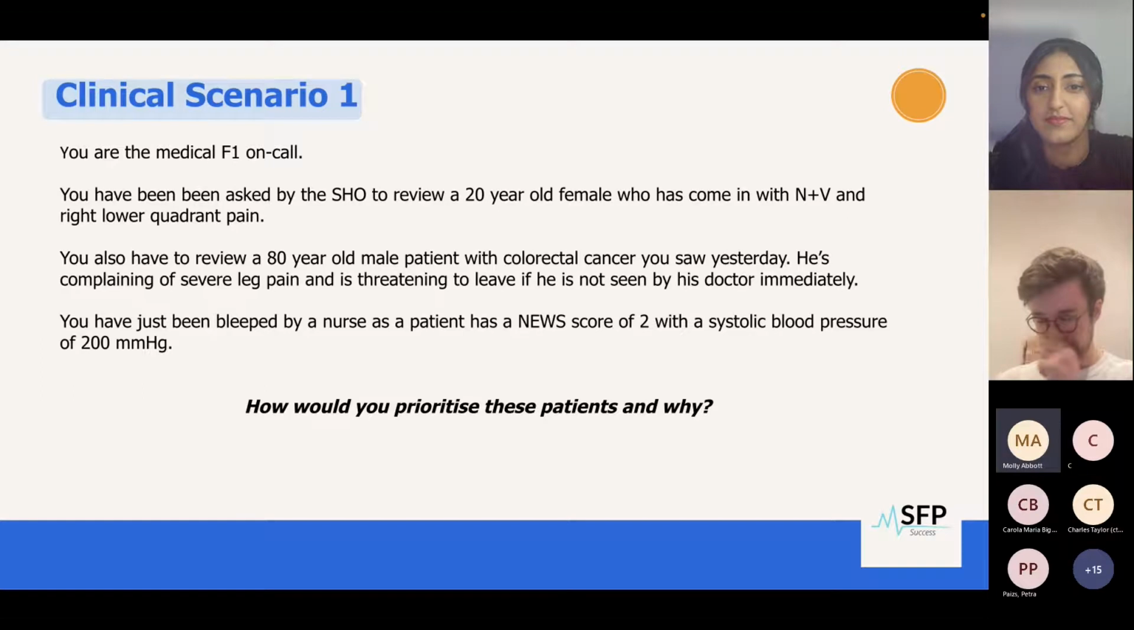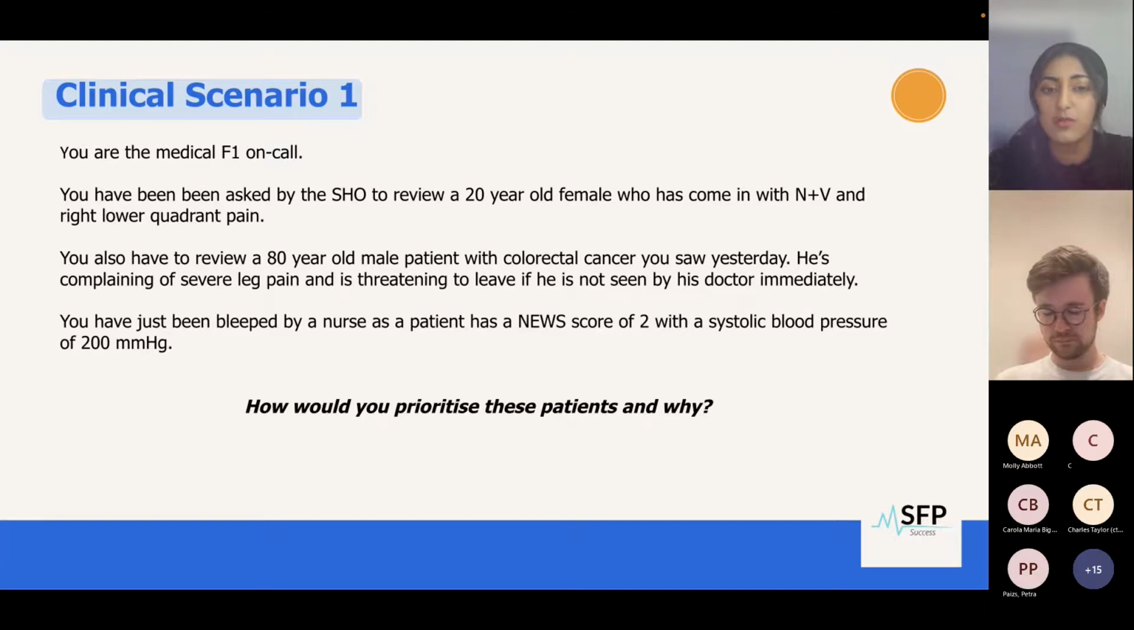Yeah, okay, so let's prioritise it 1 to 3. There are different ways of doing this. There's not a right or wrong way, and there's not a right or wrong patient to go and see first either. As long as, like you've done, you justify why you want to do it, that's what they're looking for. So just seeing whether you can use clinical reasoning.